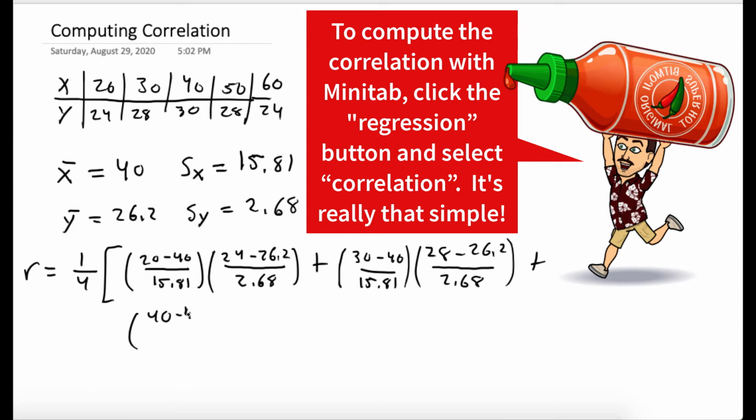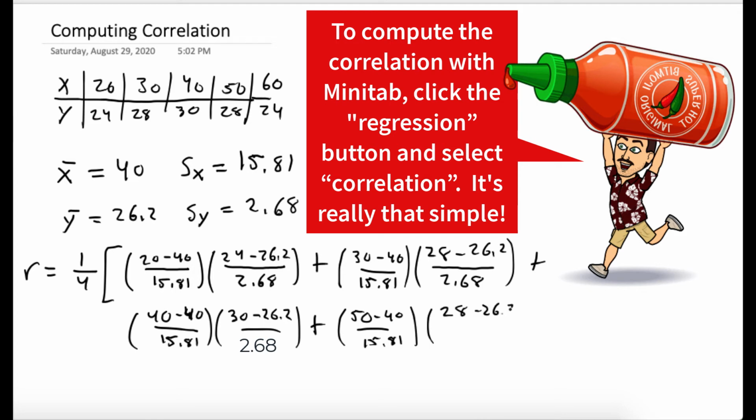And now you could imagine, if we had more than 5 points, it would be a little silly to do this by hand. So you could use Minitab or your graphing calculator to compute these correlations, but for now it's good to write out the steps just so you can see what's happening behind the scenes. Okay, so now here's our fourth one.